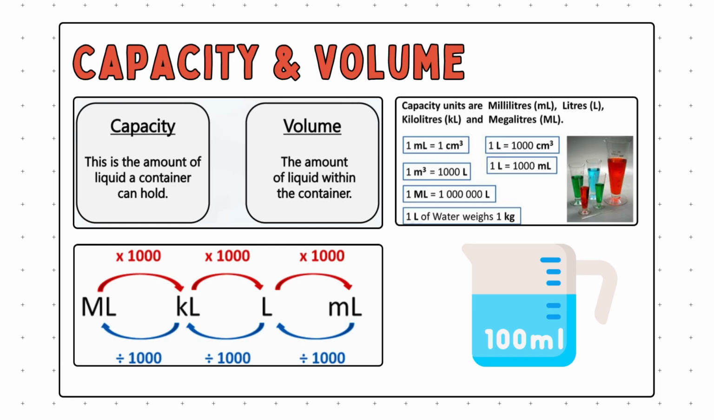Capacity and volume. Capacity tells us how much liquid something can hold. Like a big bottle might say 2 liters, but a juice box might be 250 milliliters. To convert liters to milliliters, multiply by 1,000. To get from milliliters to liters, divide by 1,000. Always check your units before answering. Use this diagram down below to convert between milliliters, kiloliters, liters, and so forth.